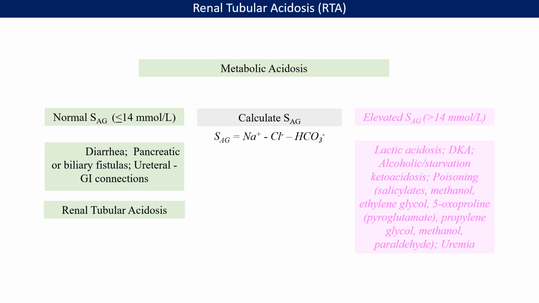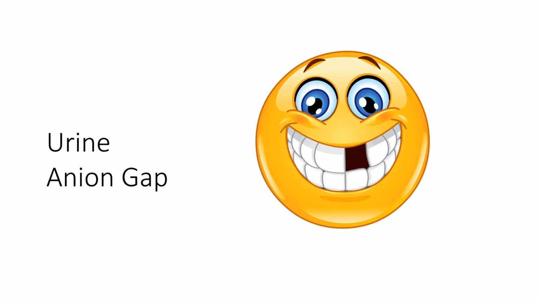How can we tell if the normal anion gap metabolic acidosis is due to the kidney's failure to maintain acid-base balance, known collectively as RTA, or if this normal anion gap metabolic acidosis is due to extrarenal causes, that is, causes that have nothing to do with the kidneys? This takes us to the calculation of urine anion gap.